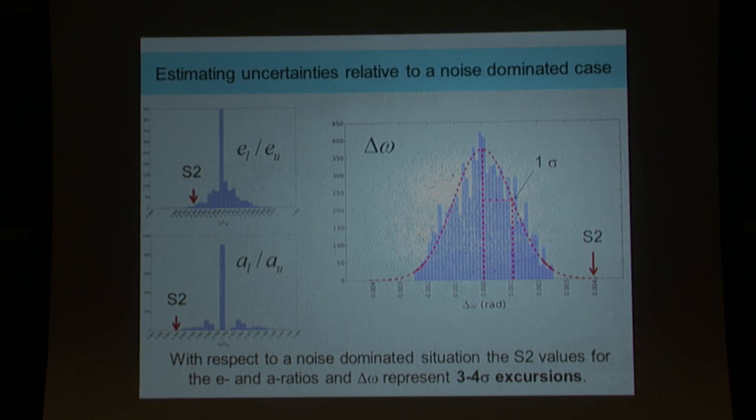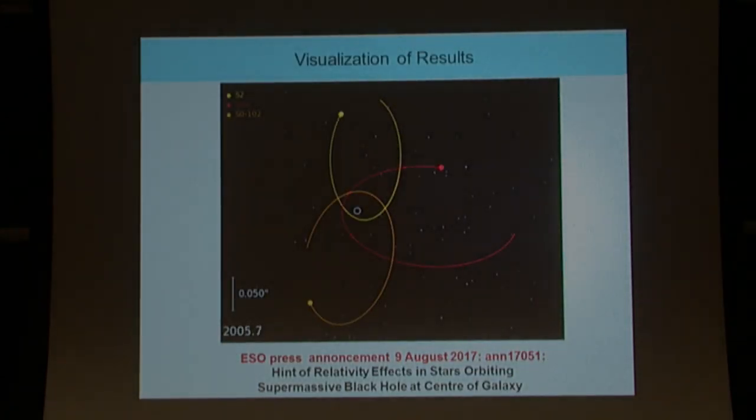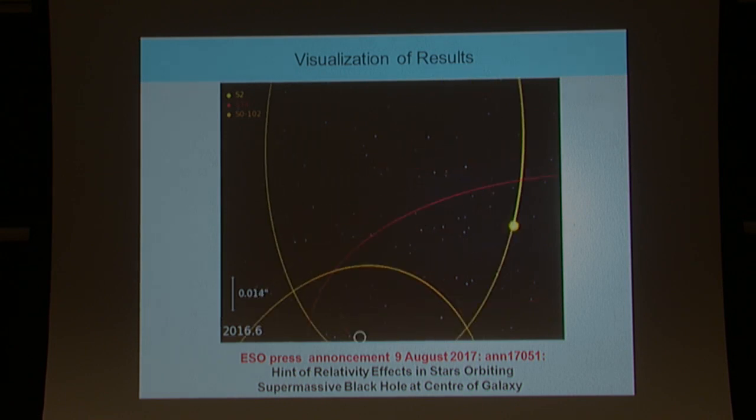So if you judge the significance of the measurement that we did with respect to a noise-dominated model, you find that the values we extracted are all outliers and indicate that there is a 3 to 4 sigma measurement here, or a certainty here. So that is a visualization of the effect.